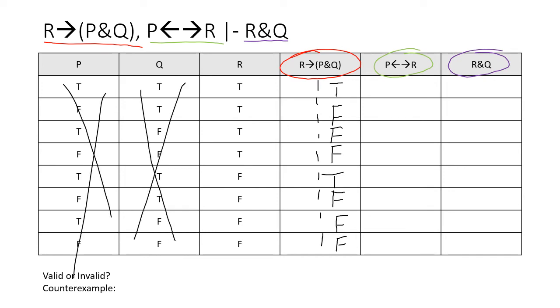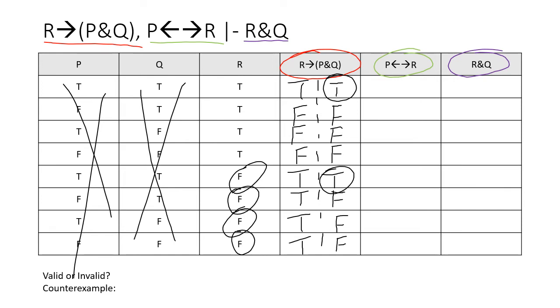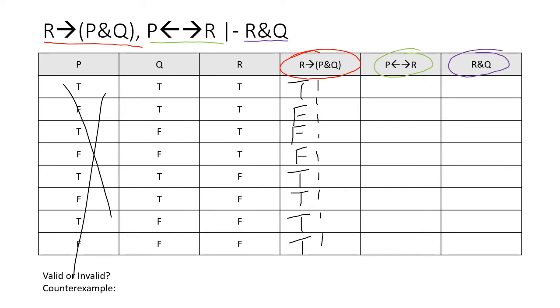So our R is our left side. The arrow is going to be true wherever our left side's false or our right side is true. And so that's the value for the whole statement there.